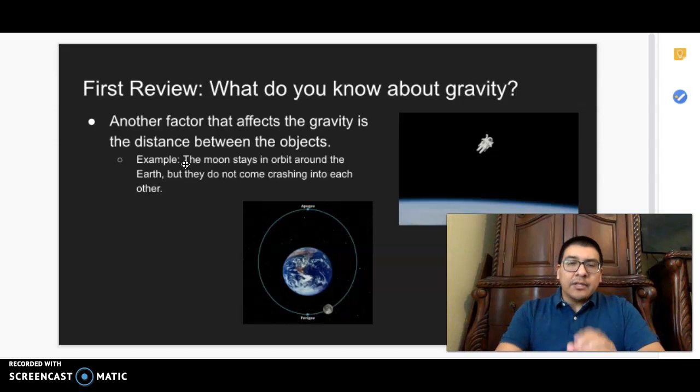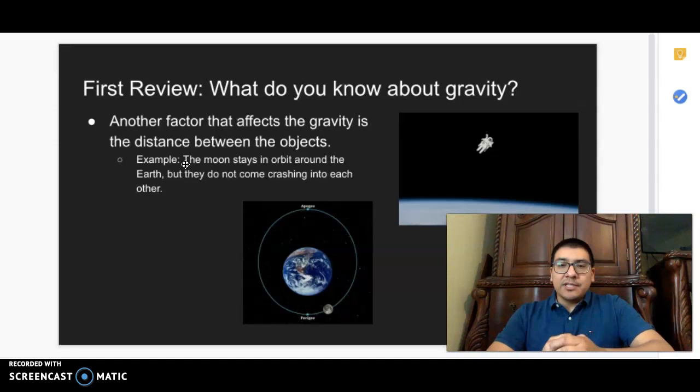Another factor that affects gravity is the distance between objects. We see that astronauts' space station is floating around the Earth in an orbit, much like the moon floats around the Earth in orbit. The moon does not get pulled in by the Earth's gravity because it is not close enough to be pulled in. There is another factor that affects the gravitational pull, but we will talk about that a little bit later in this lesson.